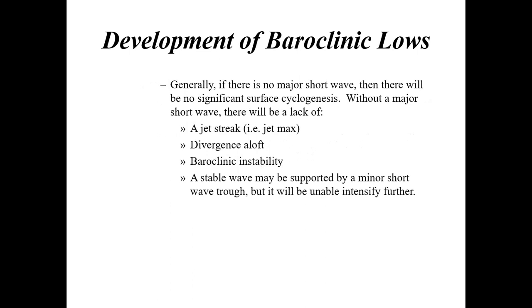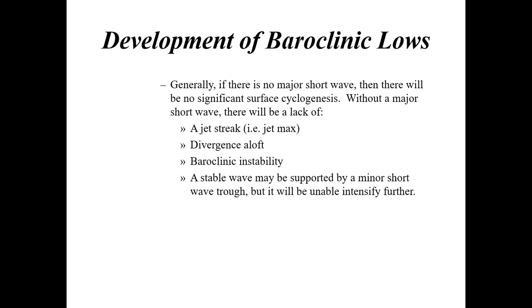Generally, if there's no major shortwave up at about 500 millibars or 18,000 feet, then there will be no significant surface storm development or cyclogenesis. So these are some of the ingredients we look for when we look at the weather charts. You know, a jet streak. If there's no jet streak, or what we sometimes call a jet max, which is an accelerated area of winds within the jet stream itself.